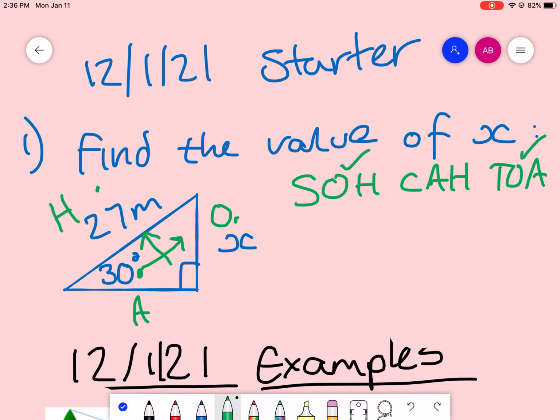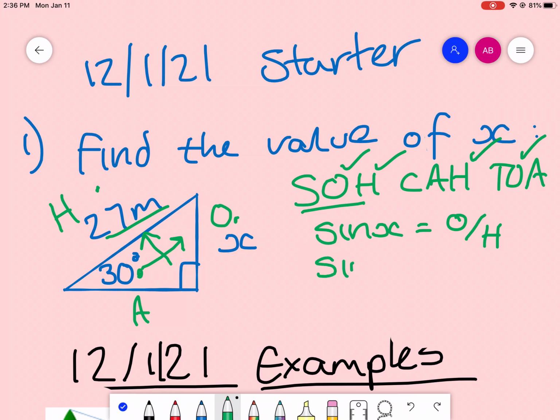We have something at the O, so we can tick that. We also have the 27 here at the H, so we tick that. We are using sine, so it's sine x equals opposite over hypotenuse. You do not have to remember this, but you do have to use the correct one. Substitute in your x: sine of 30 is equal to the opposite, which is x here, over 27. The only way we can rearrange this is to times this 27 here by the sine 30.